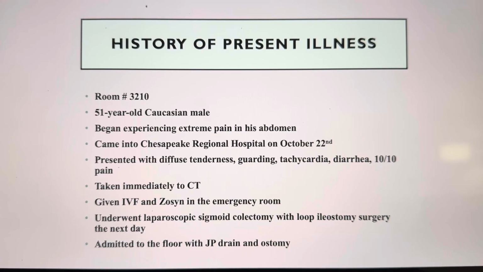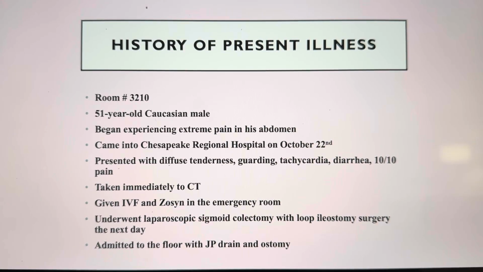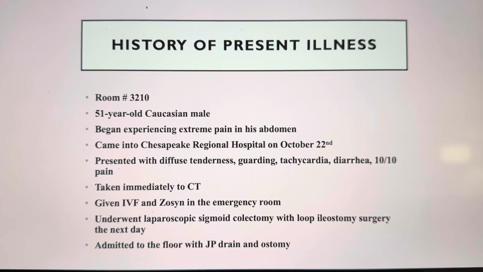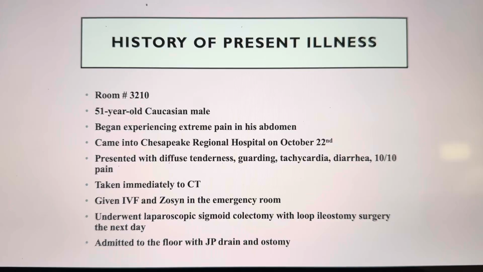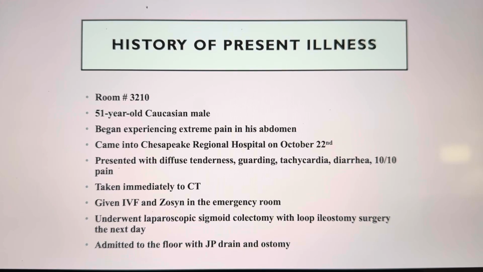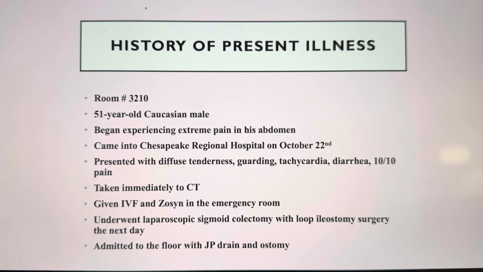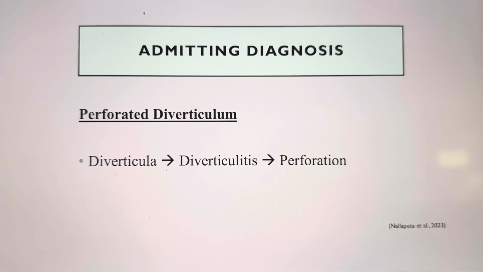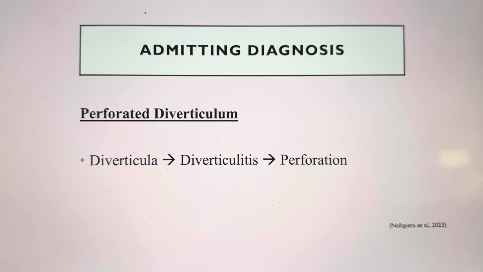He was taken immediately to CT, and he was given IV fluids and a dose of Zosyn in the emergency room. The next day, he underwent laparoscopic sigmoid colectomy surgery with loop ileostomy. He was admitted to the floor with a JP drain and ostomy. The patient was admitted to the floor with a perforated diverticulum.